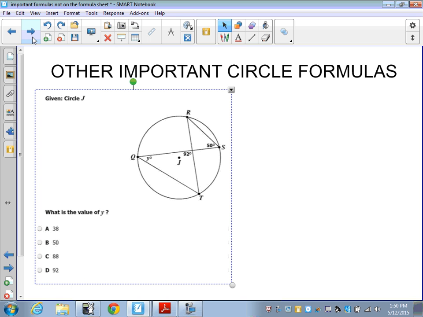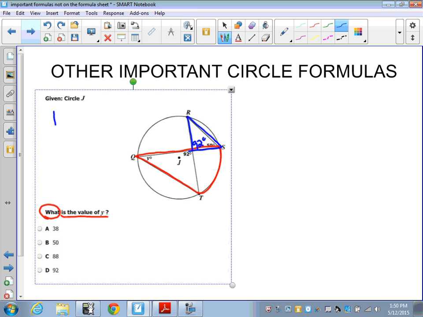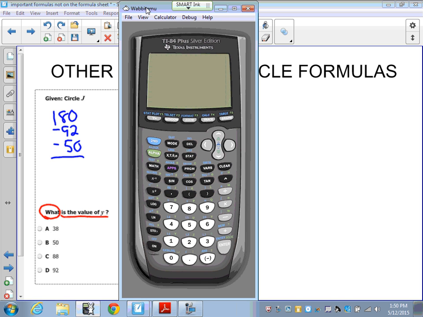So the ones that we have to solve, so this one says, what is the value of y? There's a whole lot of things we can do here. Probably the easiest thing we can do is if we trace y, I see that that's an inscribed angle, and this is just going to be double whatever y is. So this is a multi-step problem. We first need to solve the angles in this one. So this is a vertical angle, so that's why that's 92. And then I can find the third angle by taking 180 minus 92 minus 50. So let me get my calculator out to just double check that. 180 minus 92 minus 50. We get 38.